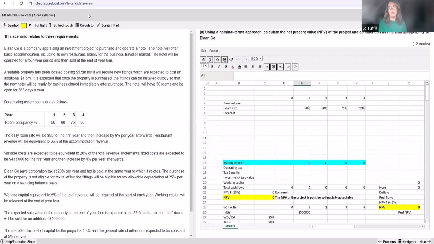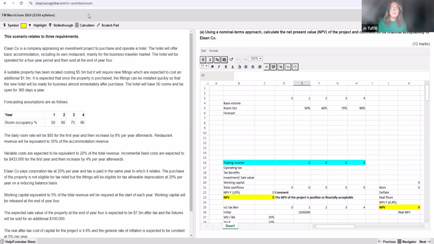All right. Now, this question was do a calculation on a nominal basis, as you can see, using a nominal terms approach for an investment appraisal project. Part B is asking you to write about how it would change if it was a real terms approach. And then part C, which you haven't done yet, that's this week, is about simulation models.